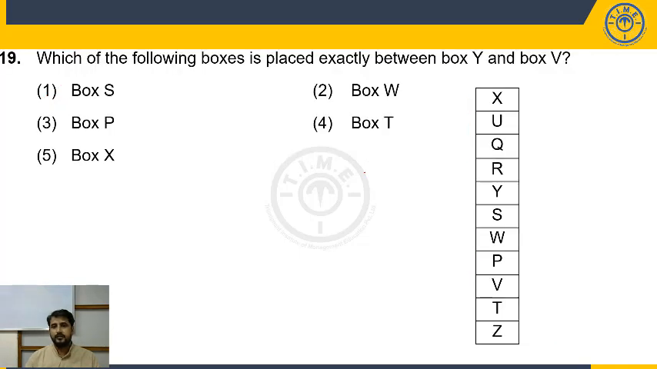Which of the following boxes is placed exactly between Y and V? Y is here, V is here. Exactly between means equidistant from Y and V. So we have W, equidistant from Y and V. Choice 2.